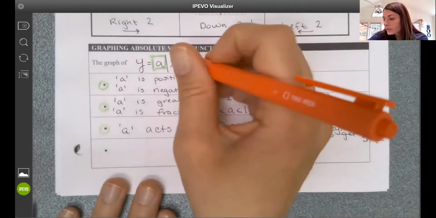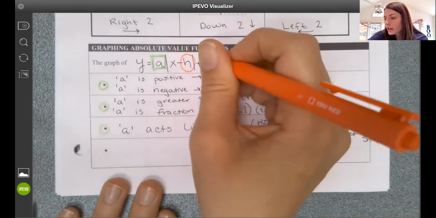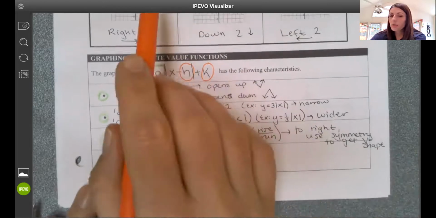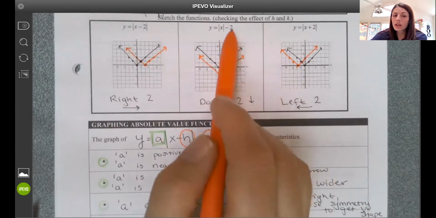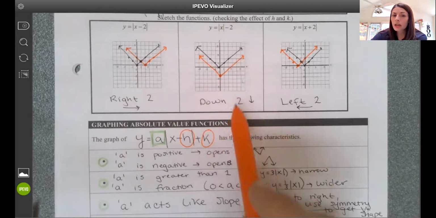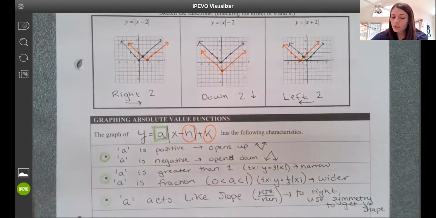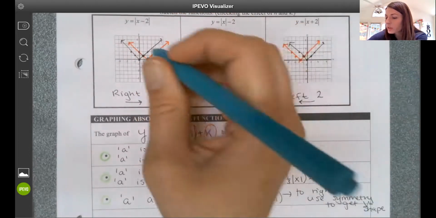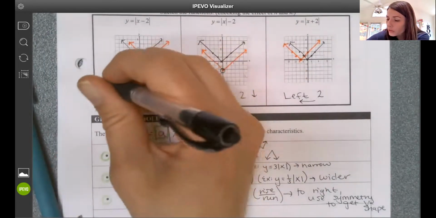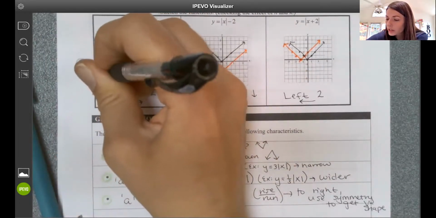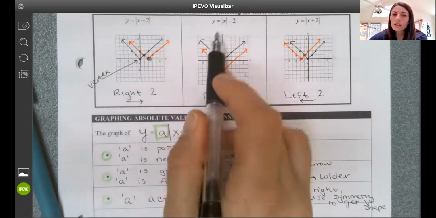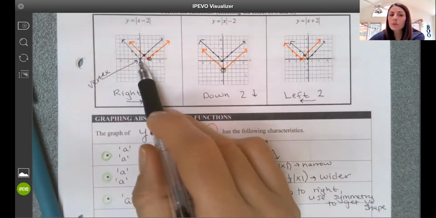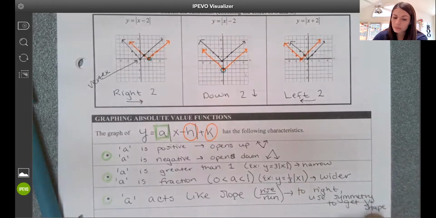Then we also have these values h and k. What h and k do is, that's this, right? Shifting inside and shifting outside, which made it go right, left, or up, down. What they're actually moving is our vertex point. It moved the vertex to the right 2. It moved the vertex down 2. And so my vertex point means where the V meets. This is my vertex point. Okay, and so anything that I add or subtract, whether inside or outside my absolute value, is shifting that middle point of that V, that vertex point.